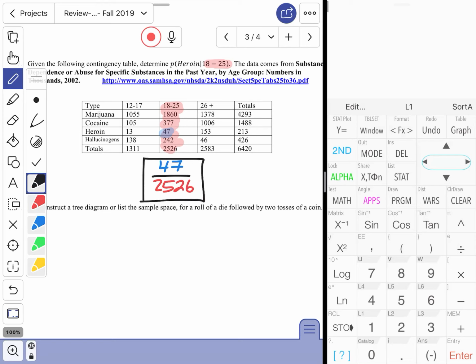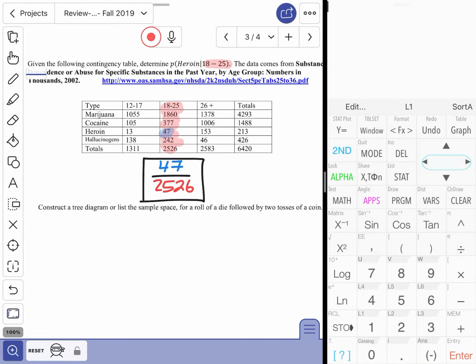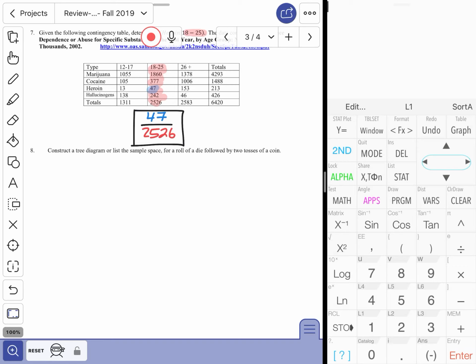And that is all we need. All right, so you're basically restricting the table based off of what comes after the vertical slash in the problem. And whatever comes before it is really what you're looking to find the probability of, just based on that subset of the table. Now, this question says construct a tree diagram or list a sample space.